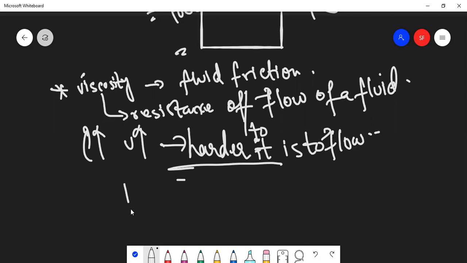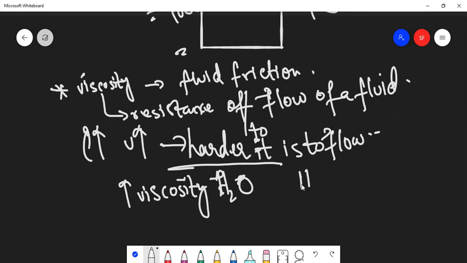And by the way, water is highly viscous. It is more viscous compared to hydrogen sulfide or other compounds which have a similar mass as water. The reason for that is hydrogen bonding in water. Hydrogen bonding makes water very viscous.